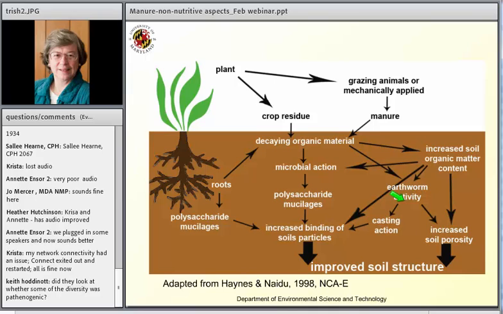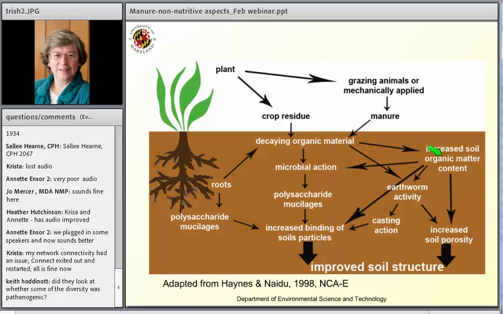Okay, now in terms of what happens when we add a crop residue or a manure to a soil, this is a beautiful illustration that came out of a publication by Haynes and Naidu in Nutrient Cycling in Agroecosystems back in 1998. It does a wonderful job of telling us what happens. We add manure, we add crop residue, and the organic matter starts to decay. We have an increase in microbial action. They start producing these polysaccharide mucilages and binding particles together, and we get improved structure. Long-term, it leads to an increase in organic matter, and that's going to lead to an increase in porosity.